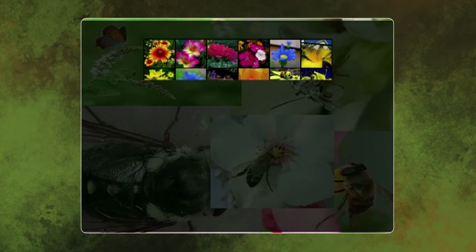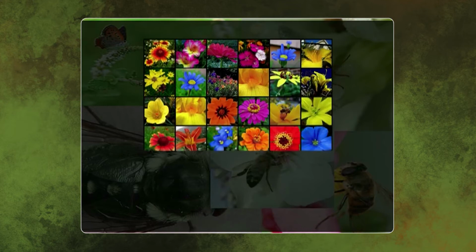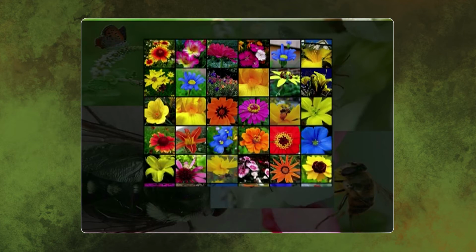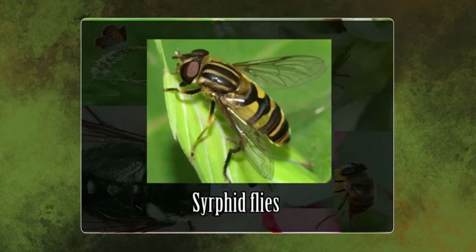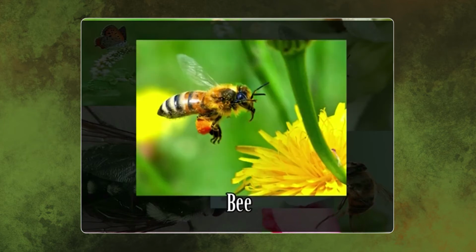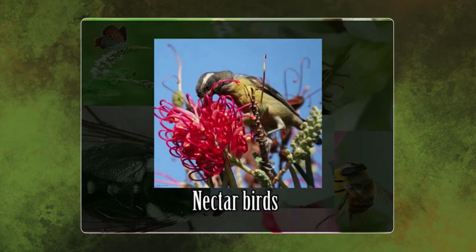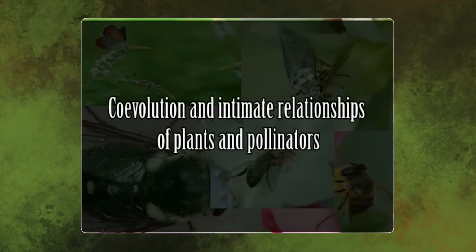The angiosperms as a whole group, and in particular some families and genera of the angiospermae, and various taxa of pollinators such as syrphid flies, bombyliid flies, pollen wasps, butterflies, bees, sphinx moths, hummingbirds and nectar birds and many others are examples of coevolutionary success attributable to the mutualistic relationships between the flowering plants and the pollinators. Now we will discuss coevolution and intimate relationships of plants and their pollinators.